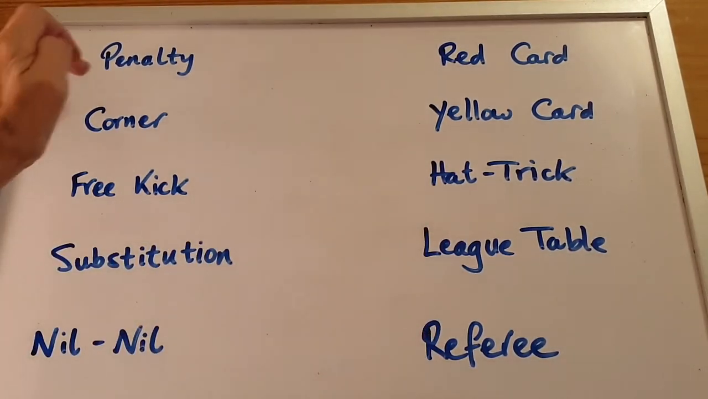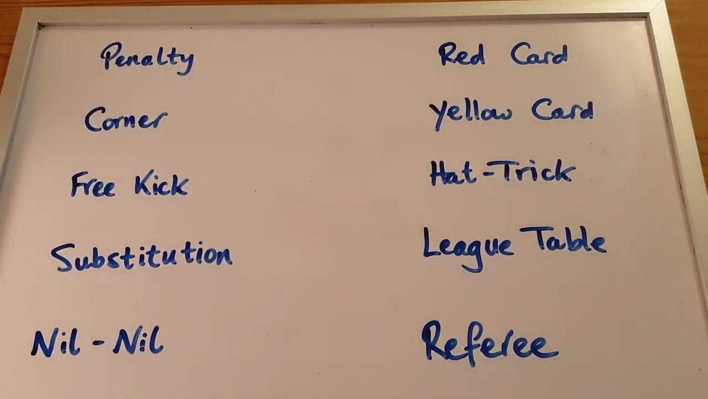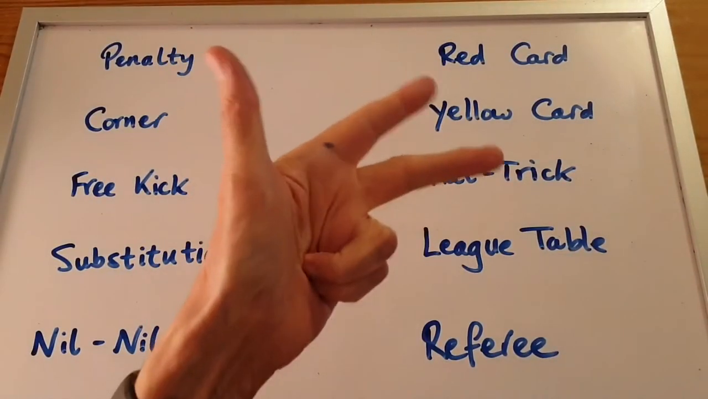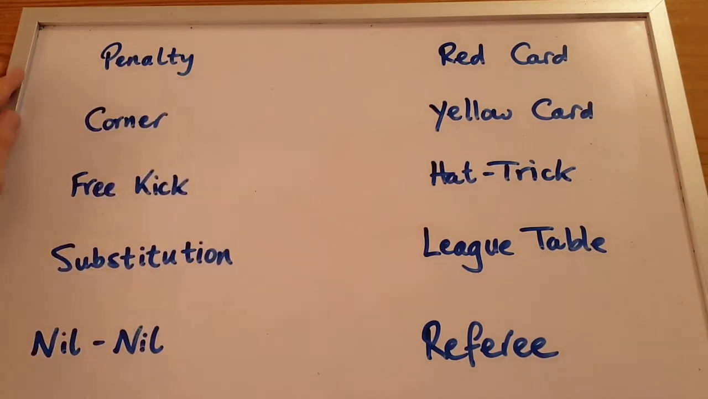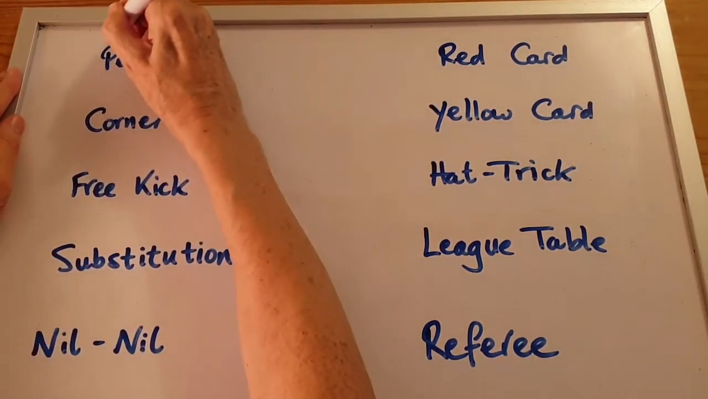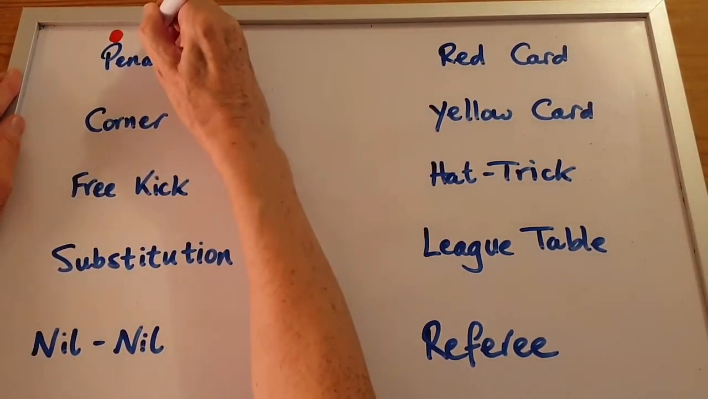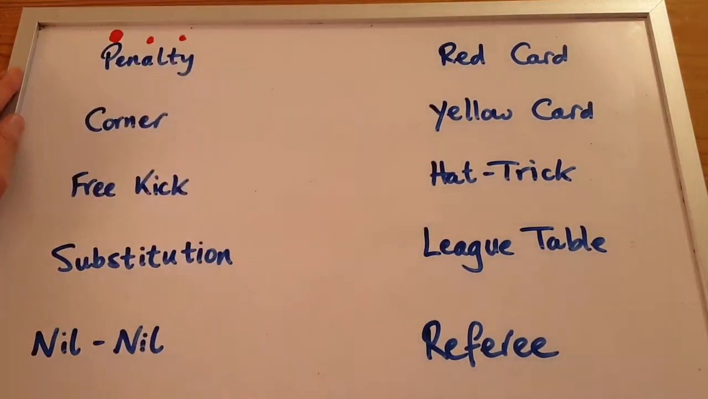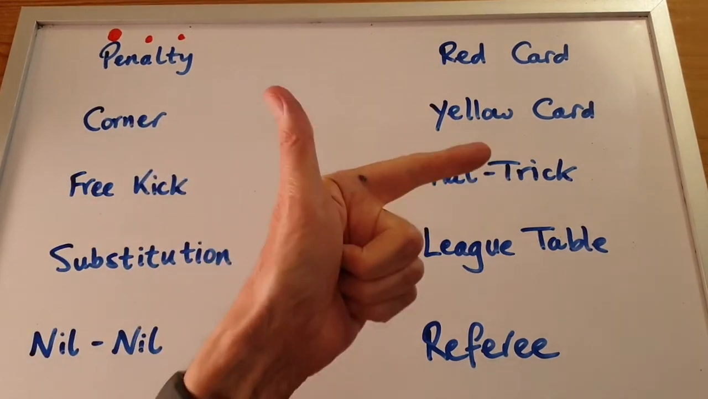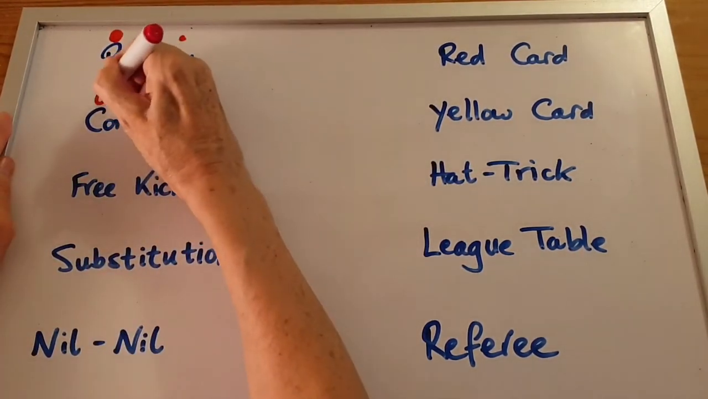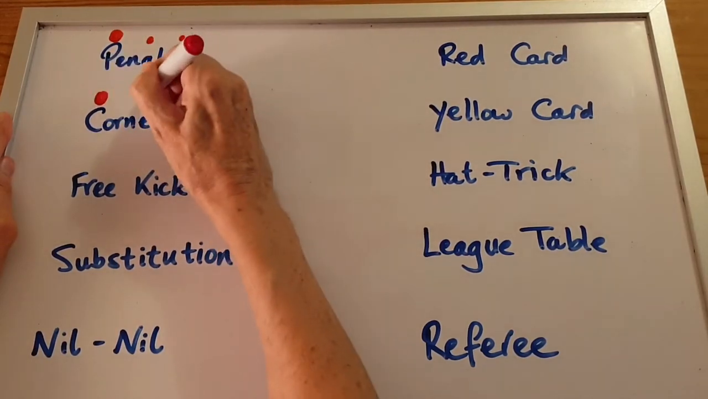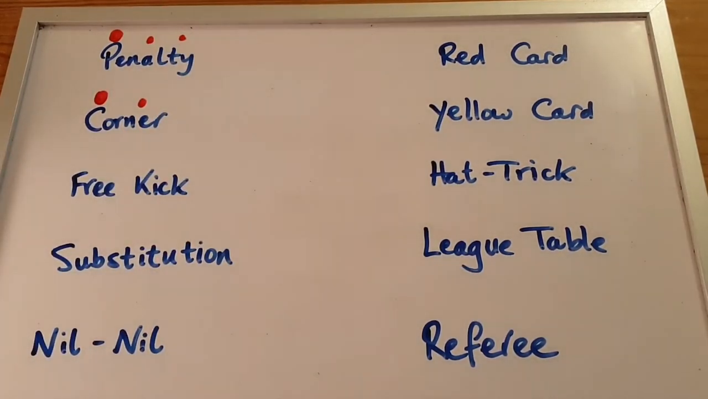Where is the stress? The first word, penalty, three syllables, one, two, three, penalty. The main stress at the beginning, penalty. Next one, corner, two syllables, corner. Main stress at the beginning, corner.